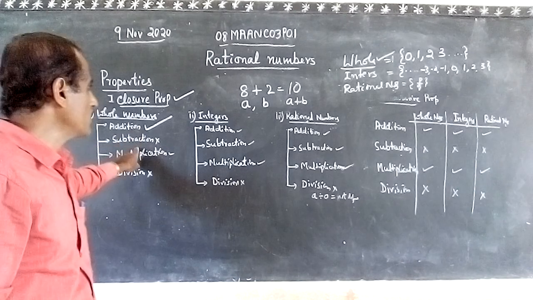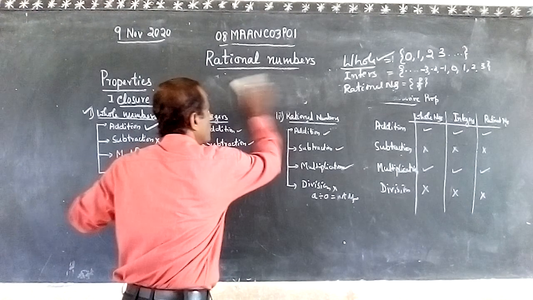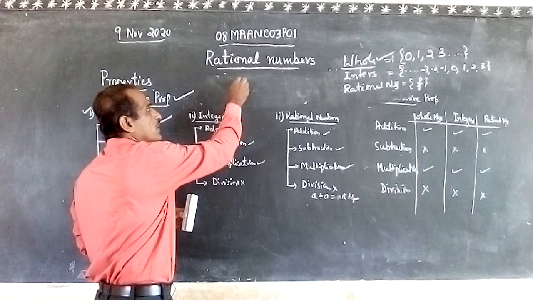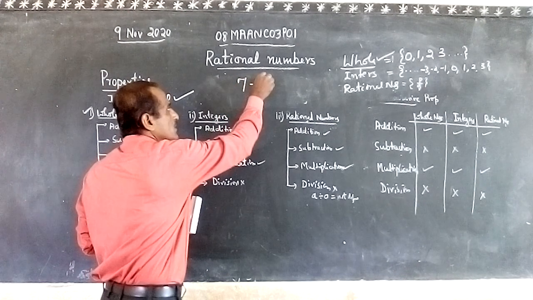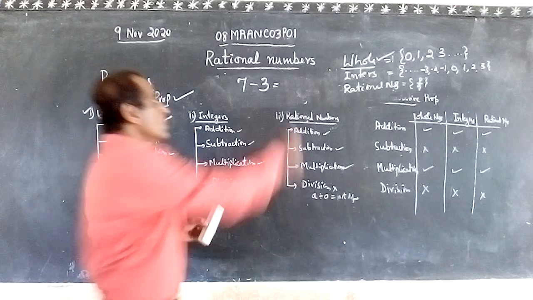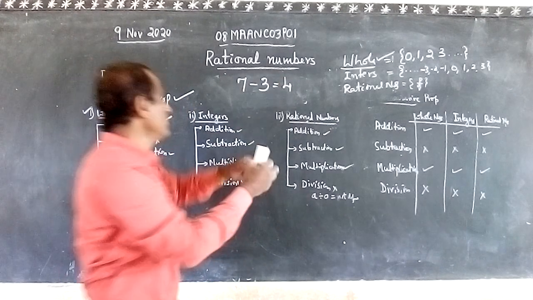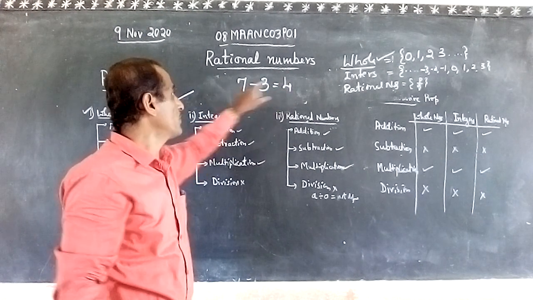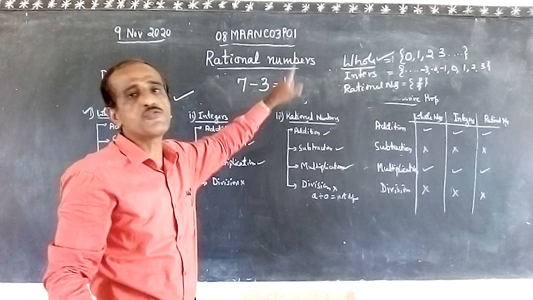Next, let us move on to subtraction. What about subtraction? Let us subtract two whole numbers. Say 7 minus 3. What is the answer? 4. Yes, 7 is a whole number, 3 is a whole number, and 4 is a whole number. Yes, 7 minus 3 is equal to 4.